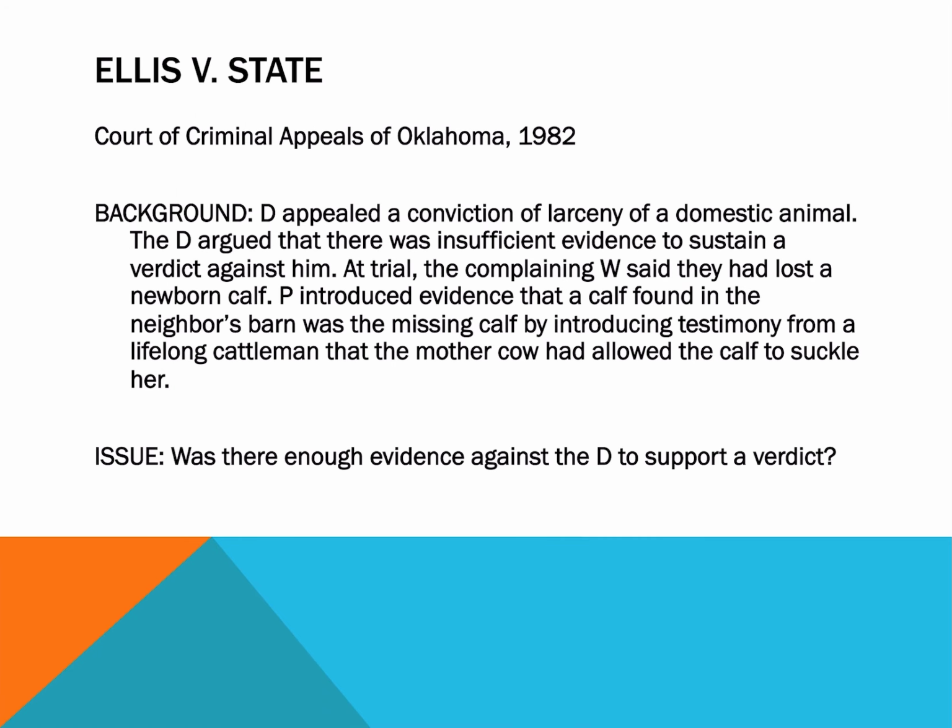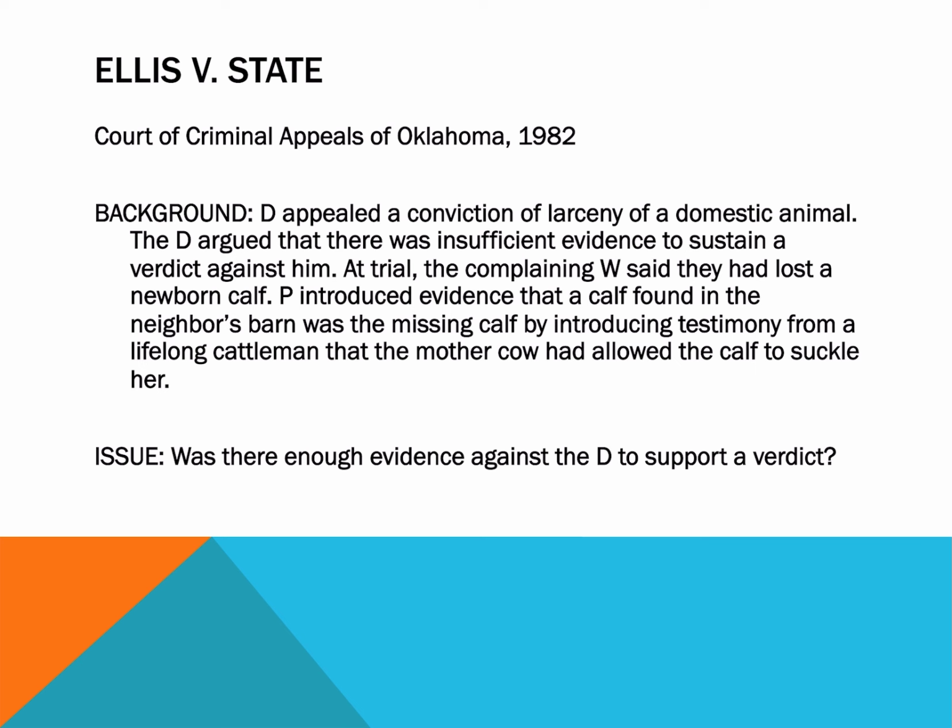The next case is Ellis v. State. This is a Court of Criminal Appeals of Oklahoma case from 1982. As background, the defendant appealed a conviction of larceny of a domestic animal. The defendant argued that there was insufficient evidence to sustain a verdict against him. At the original trial, the complaining witness said that they had lost a newborn calf.